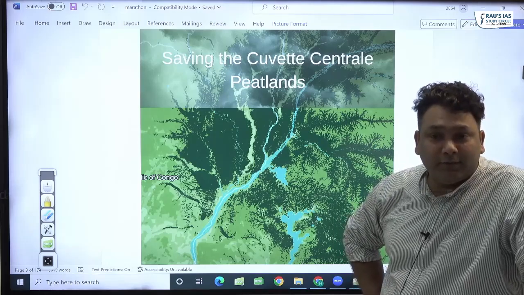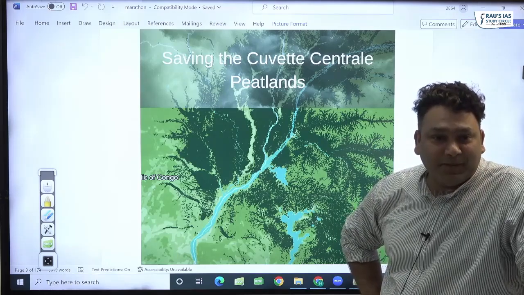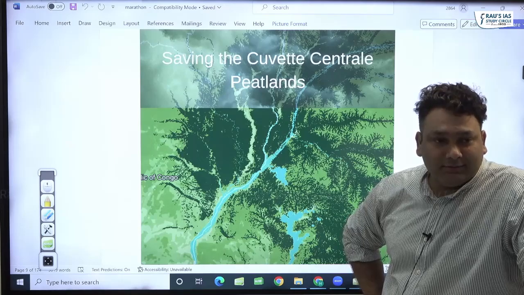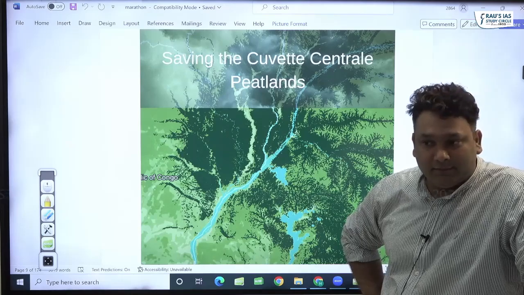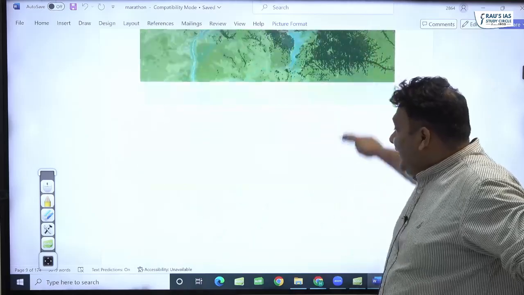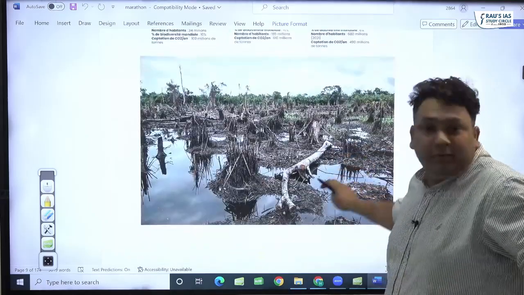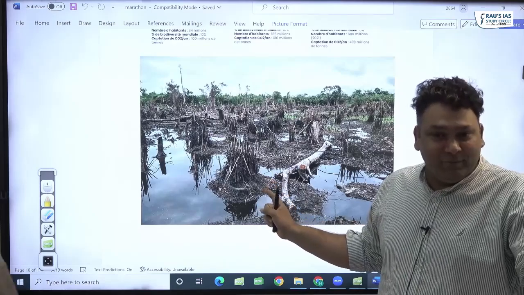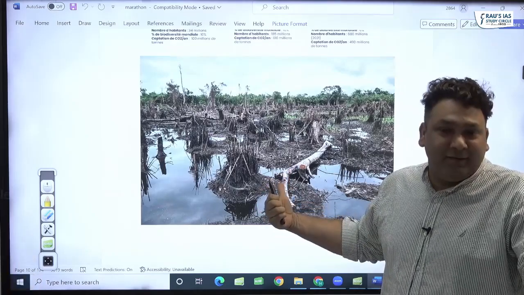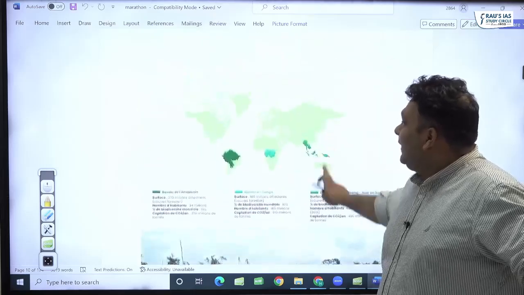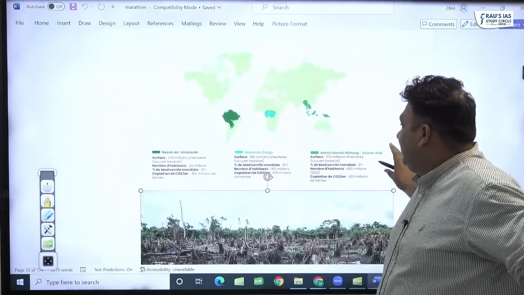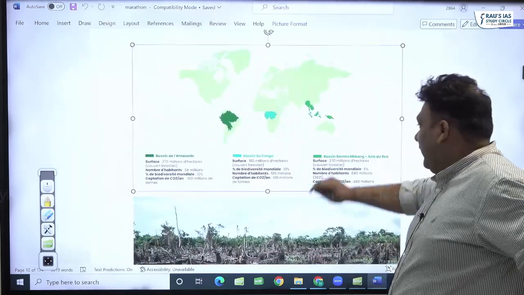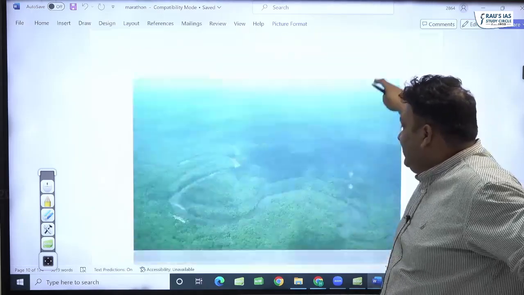Rajeshwari, how is it pronounced? Cuvette centrale. But again, this is undergoing deterioration because we want development in this region also, right? India has developed, so they want development here too. Since it is undergoing destruction, don't you think it should be protected? So it should be protected. That's why a declaration has been signed.